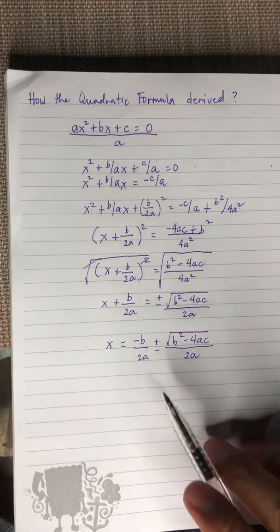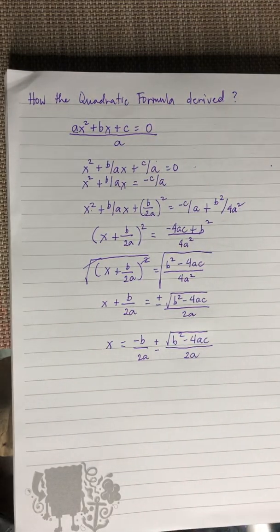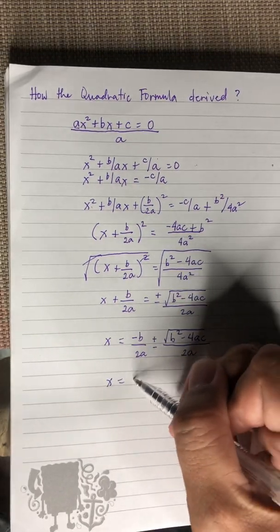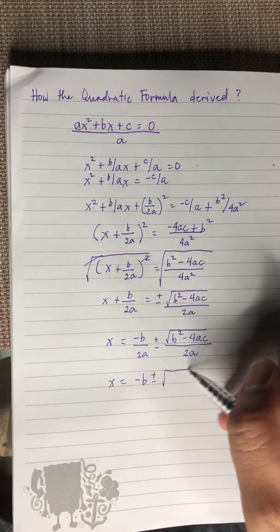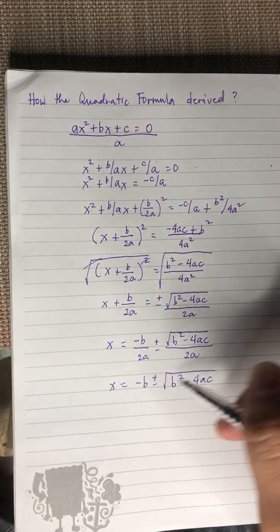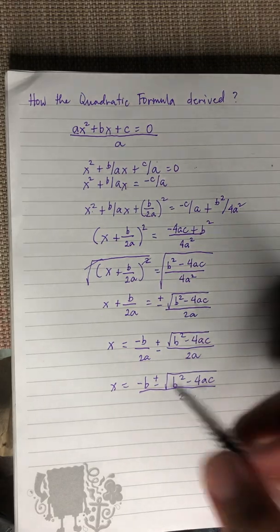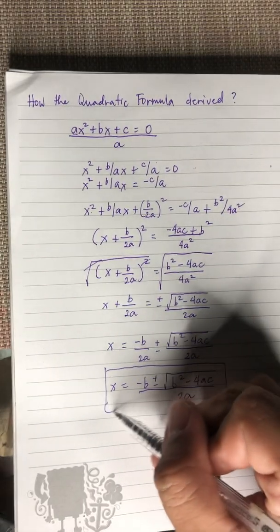Now, since we have the same denominator, we can write it as one common denominator. So, x equals negative b, plus or minus, the square root of b squared minus 4ac all over 2a. So, this is now what you call the quadratic formula.